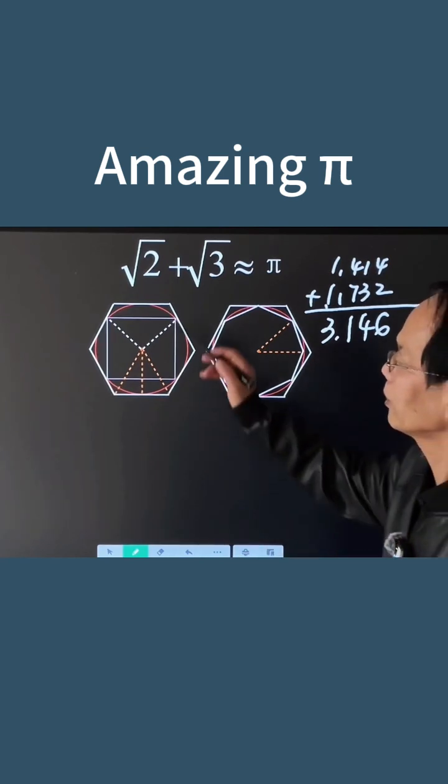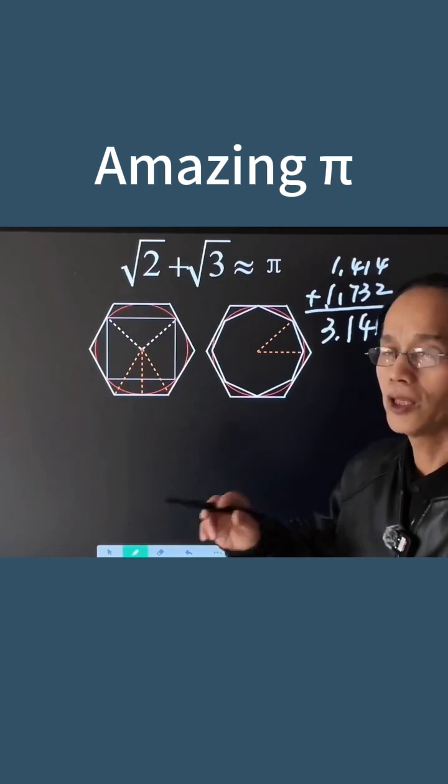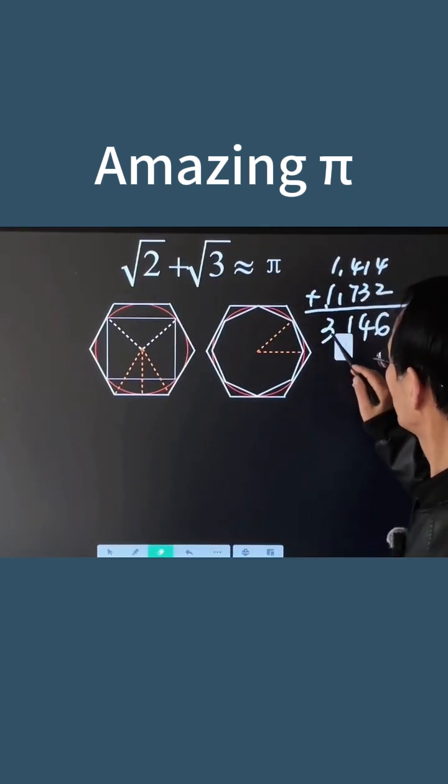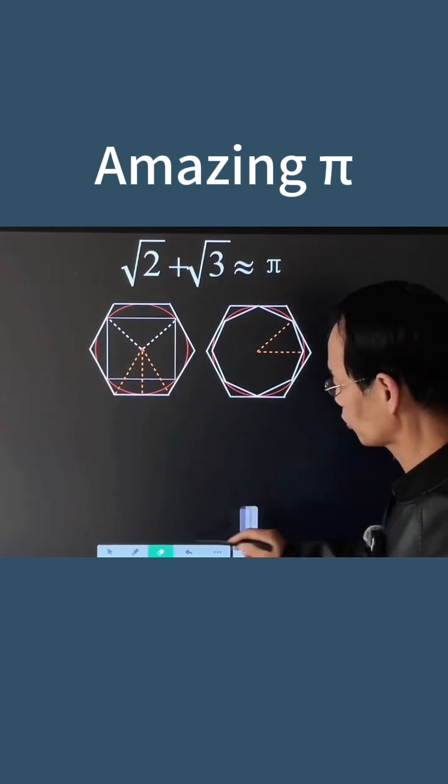Can we actually prove that the square root of 2 plus the square root of 3 equals pi? Today, let's try two methods. The first is the perimeter method, and the second is the area method. Let's look at the first diagram.